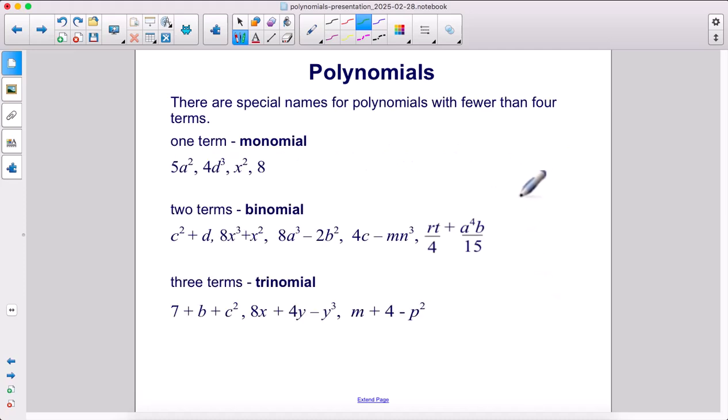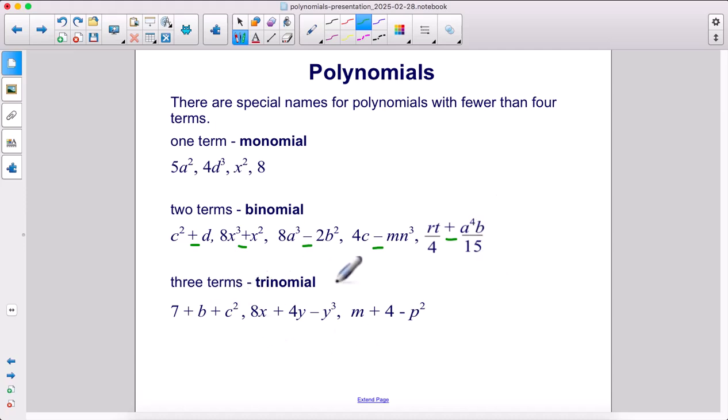There are special names for polynomials with fewer than 4 terms. If it has one term, it's a monomial, so 5a squared, 4d cubed, x squared, or 8. If there are 2 terms, it's a binomial: c squared plus d, 8x cubed plus x squared, 8a cubed minus 2b squared, 4c minus mn cubed, and RT over 4 plus a to the fourth b over 15.